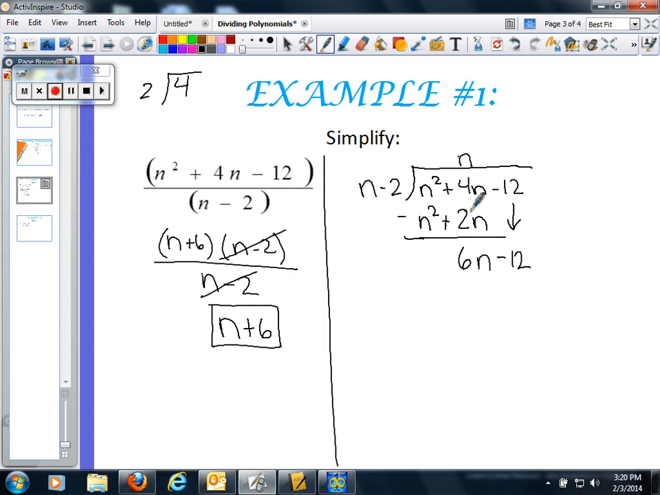And now I'm going to say, okay, n times what is 6n? Well, that's going to be plus 6. So 6 times n is 6n. 6 times negative 2 is negative 12. I subtract again. This becomes a positive. This is 0. So that means that my answer then would be n plus 6, which is what we got doing the factoring way. Okay? Now that's long division.